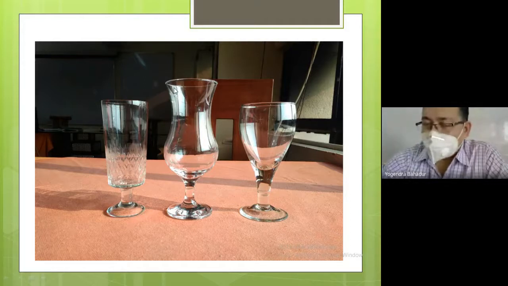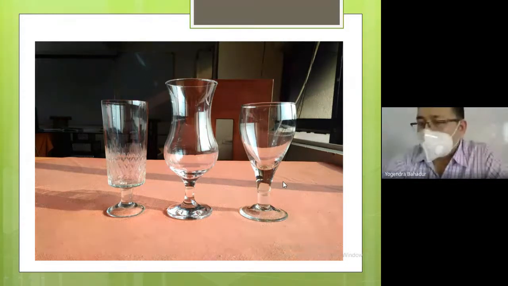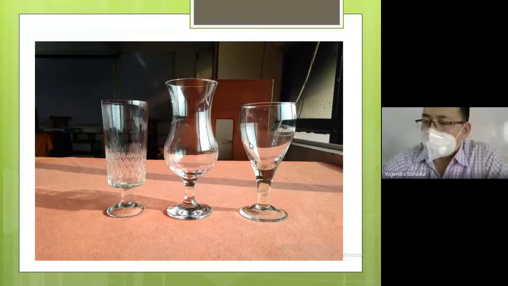Next, moving to the center. At the center, we are finding a glass called hurricane glass. This glass is basically used to serve a classic cocktail known as pina colada, that you are going to learn once you go into the 3rd semester. Its quantity is 10 fluid ounce. On the right hand side, this one is known as club goblet, or sometimes it is also called water goblet. Its quantity is 8 fluid ounce.